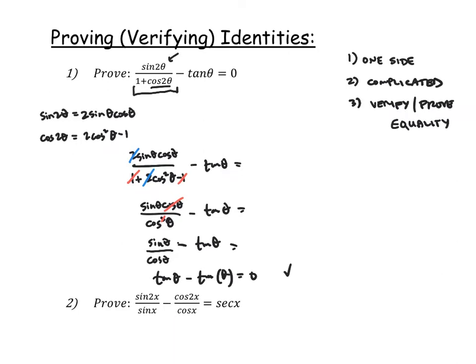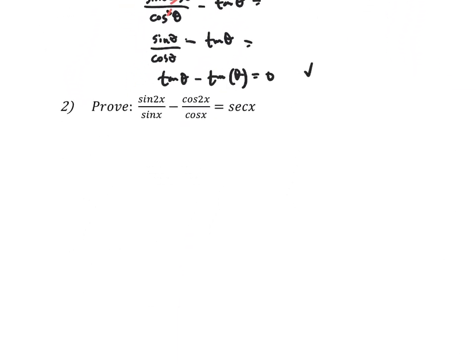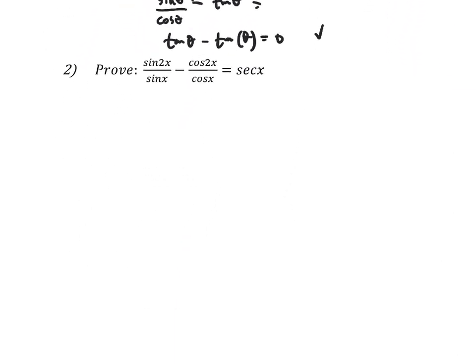All right, let's move on to the second one here. It says prove the following. I picked the more complicated side. I'm going to work simply on that side, which is on the left. First I'm going to get a common denominator, and I'm going to expand both the sine of 2x and the cosine of 2x. So let's do that. It'll be 2 sine x cosine x, and we'll go 2 cosine squared x minus 1 again.